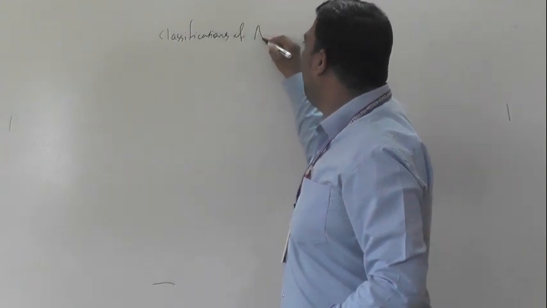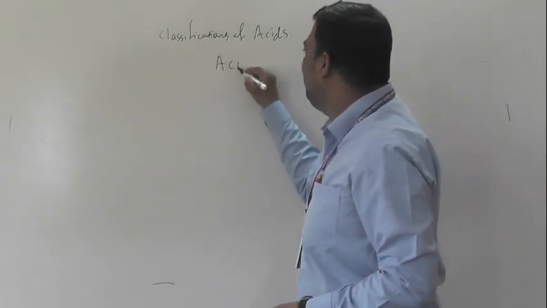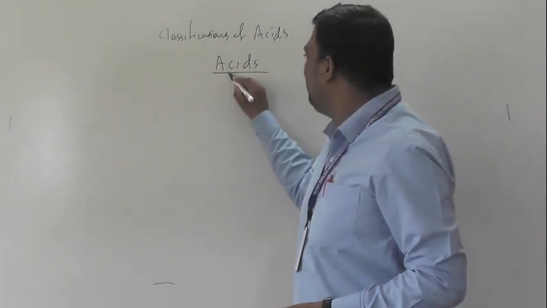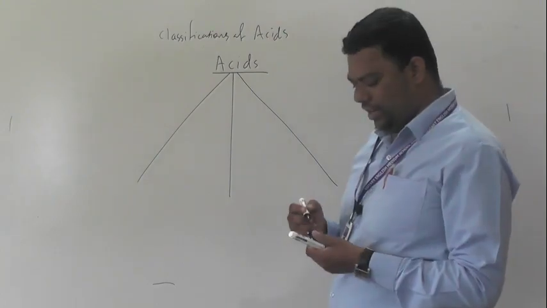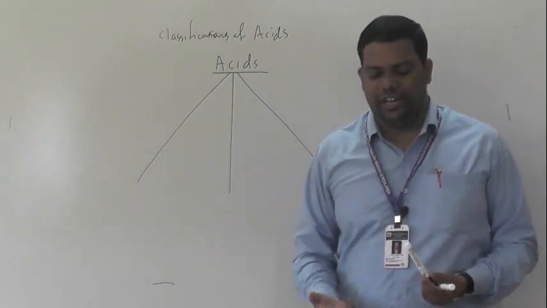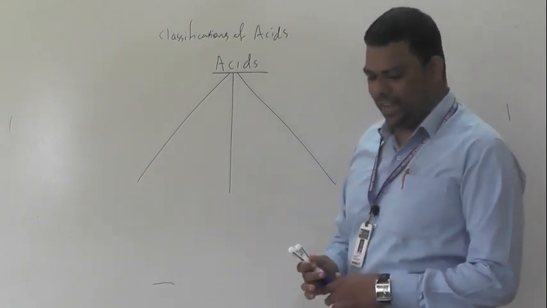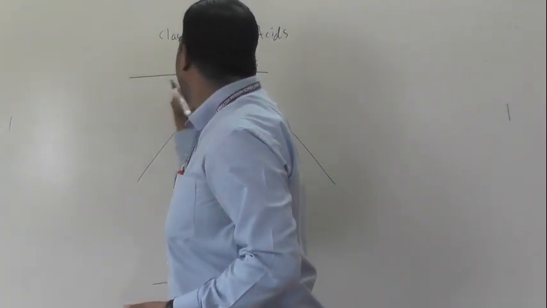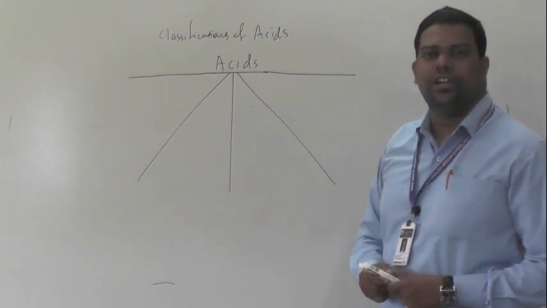Classification of acids. Okay, so suppose here acids, and after that we have to categorize like this. Depending on their strength, depending on sources, depending on concentration, like that we have to categorize. So we will start now with the classification of acids. One thing we have to discuss first, depending on strength.